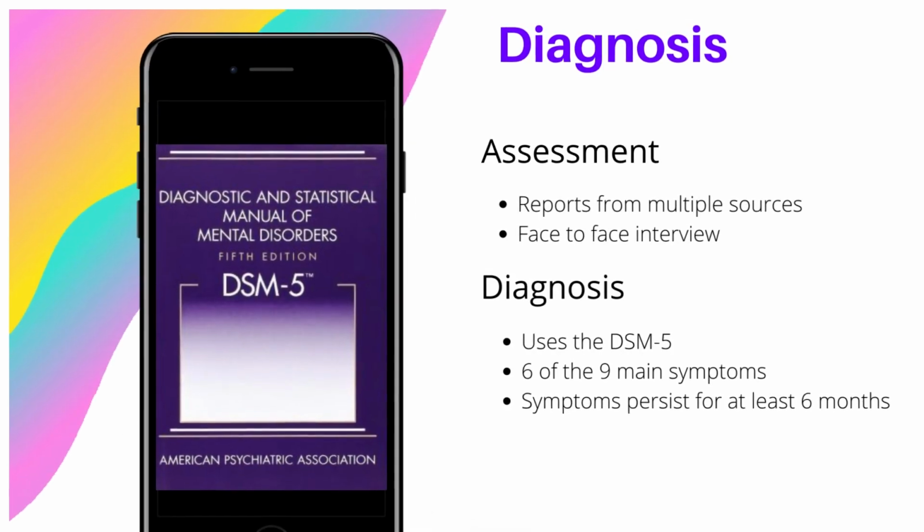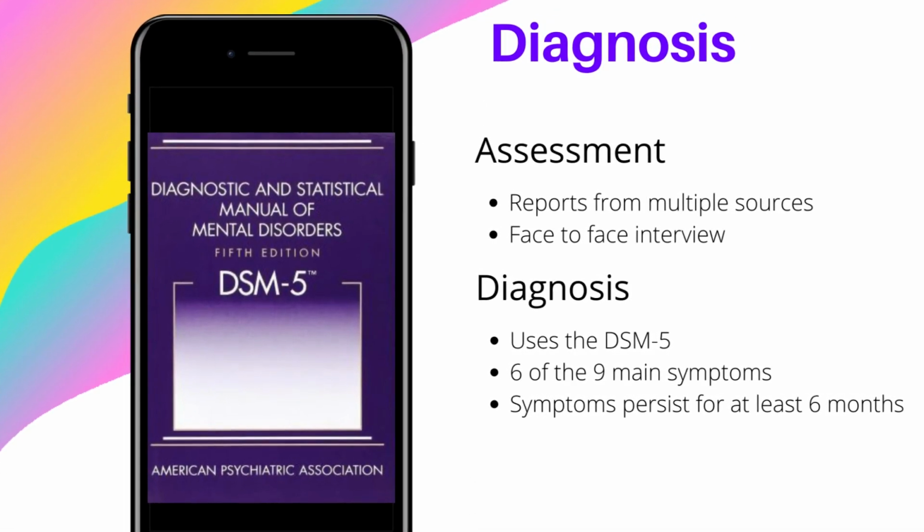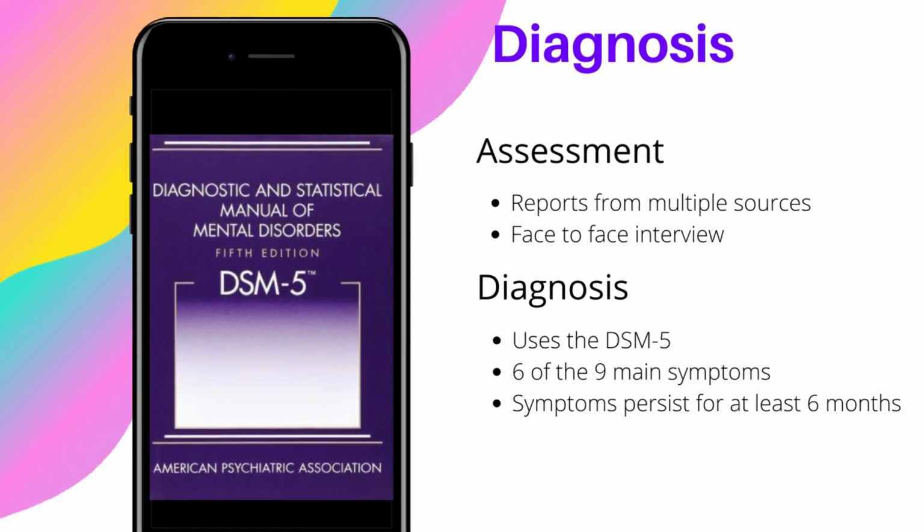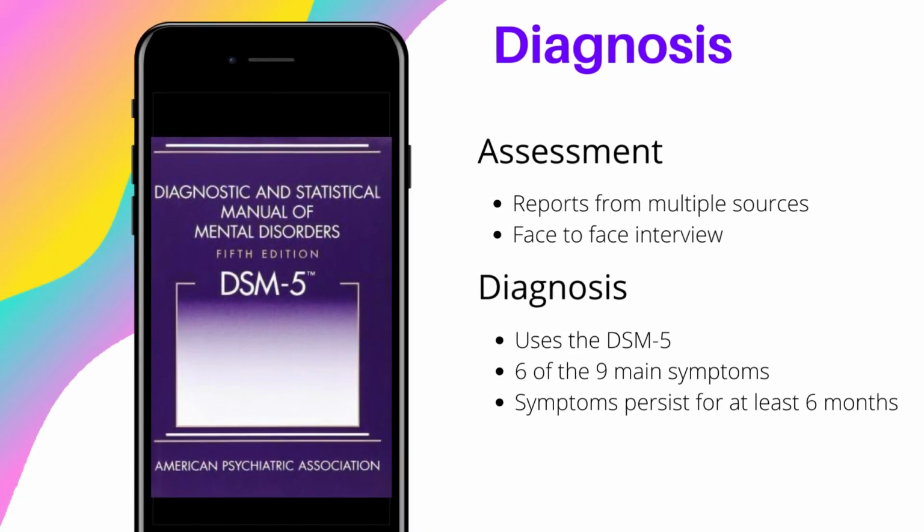Diagnosis of ADHD is split into two stages: assessment and diagnosis. The assessment stage requires both a face-to-face interview with the individual, along with side reports from multiple sources, including family members, teachers, and other third parties. The diagnosis stage uses the DSM-5 diagnosis tool to determine if the individual is displaying ADHD. Using this tool, an individual diagnosed with ADHD must display 6 of the 9 main symptoms, with those symptoms persisting for at least 6 months.